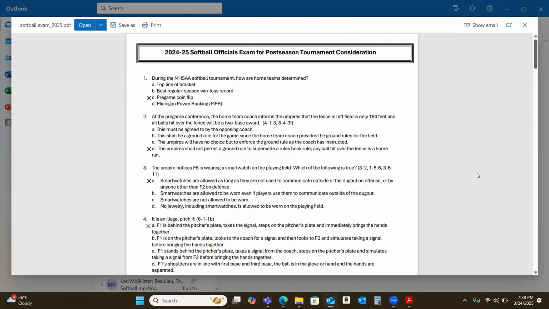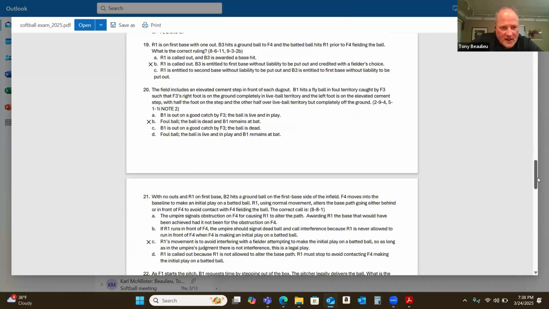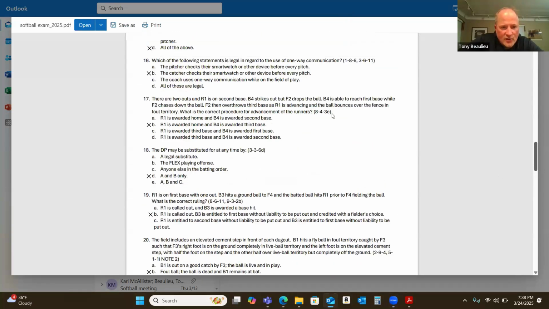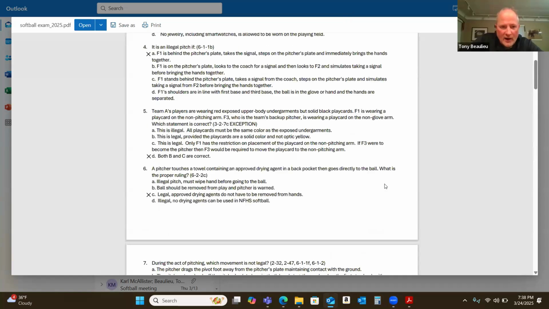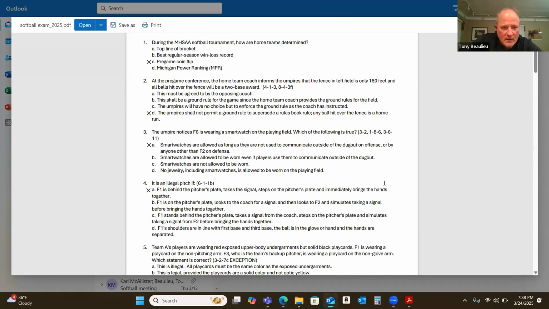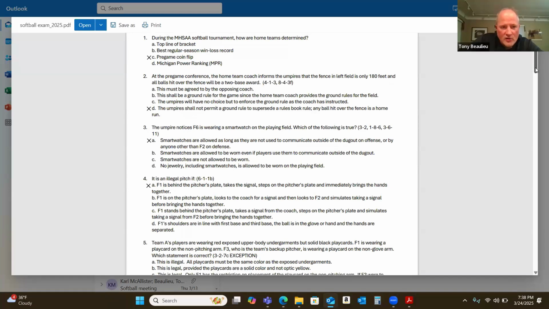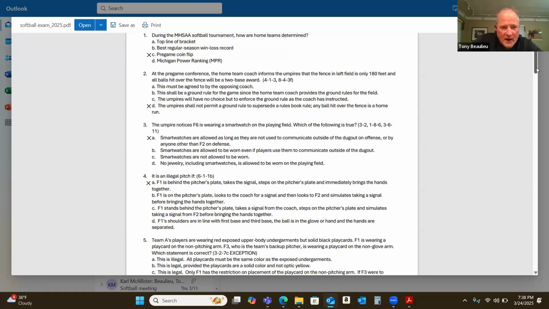The first 2 pages. Somebody just asked for 17. Here's 17. The answer is B. R1 is awarded home, and B4 is awarded third base. No, 1 through 17. Oh, all of them. Okay, you want to take a screenshot then? Can you screenshot them? Just scroll down. All right. Be ready, I'll scroll slowly. Be ready to write them down.